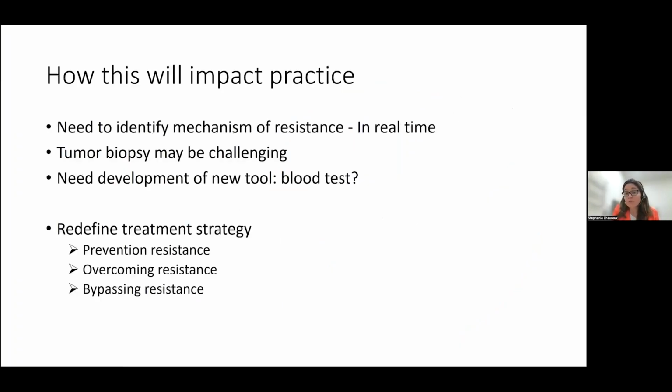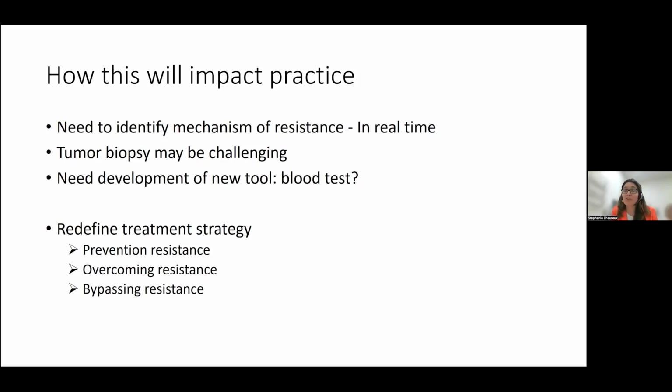So in practice, what we will do, we need to identify this mechanism of resistance in real time, because the tumor at the initial diagnosis may not be reflecting currently what's going on with the patient. We will need to do tumor biopsy, but sometimes can be challenging. Can we develop new tools, for example, circulating tumor DNA? And we will need to redefine our treatment strategy.